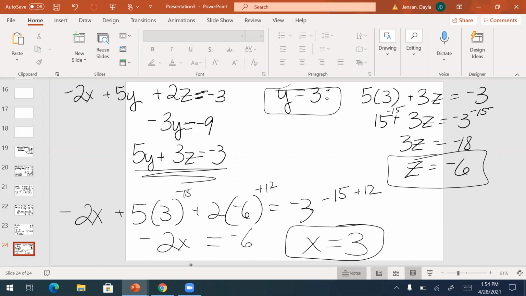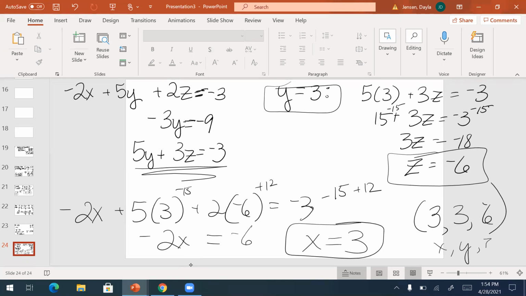So there's the solution, and you can write it as an ordered triplet. x is 3, y is 3, z is negative 6. That's the ordered triplet x, y, z that will solve all 3 of those equations. And we started with this equation because it really only had one variable. So that made things a little bit easier for us.